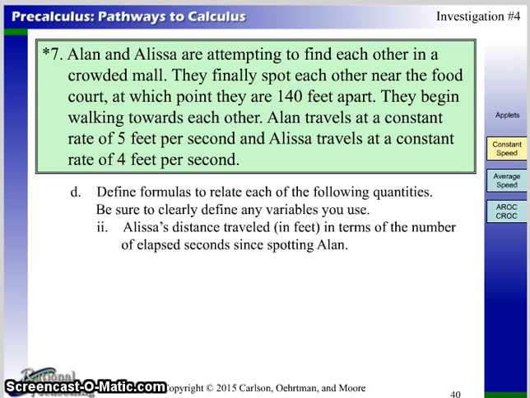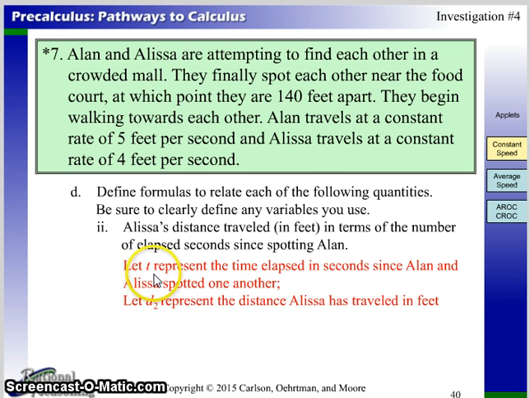Okay, you're going to see part 2 of d, Alissa's distance traveled. We use the same variable t, since that's how many seconds elapse since they spot each other. But we're going to use a different variable, d2. We could have used a capital D, we could have used a different letter, but the author chose a subscript 2 because this is the second distance. And you'll see a similar representation of how the two variables change with respect to one another. d2 in terms of t is d2 equals 4 times t.